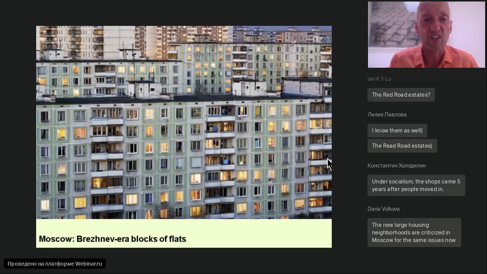So the question, should we get rid of this? My point is, one question is if mass housing from the socialist period is fit for purpose and if it could be improved.